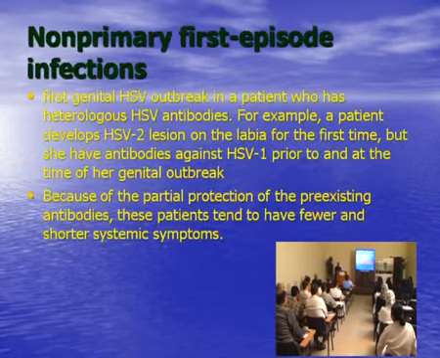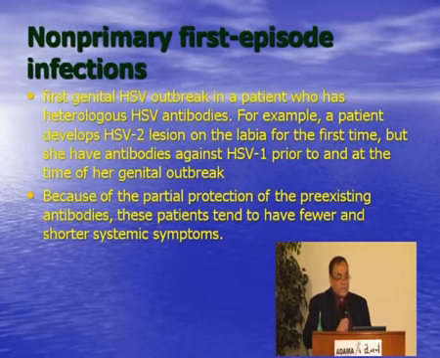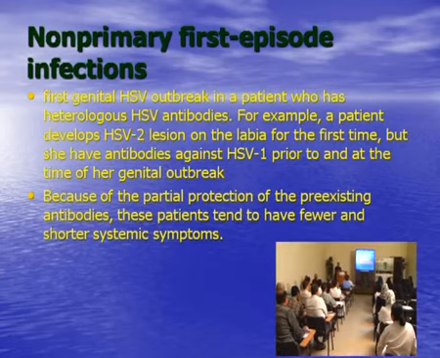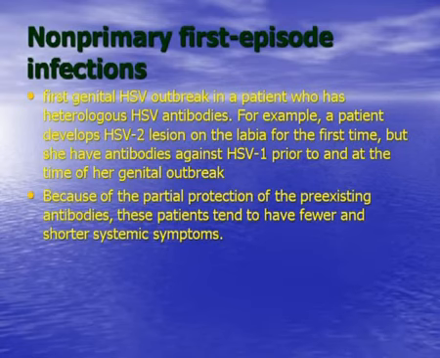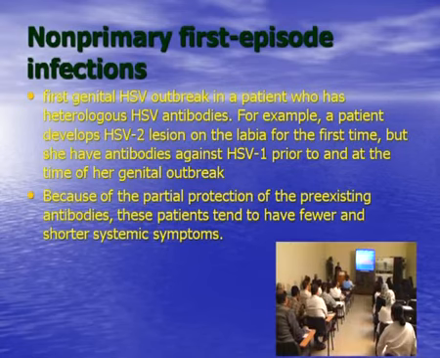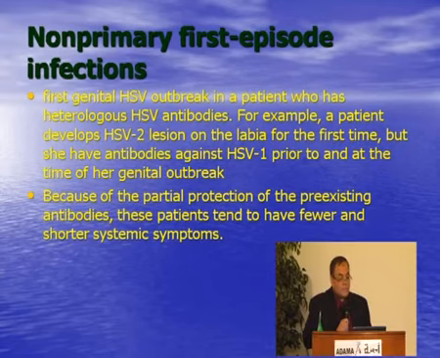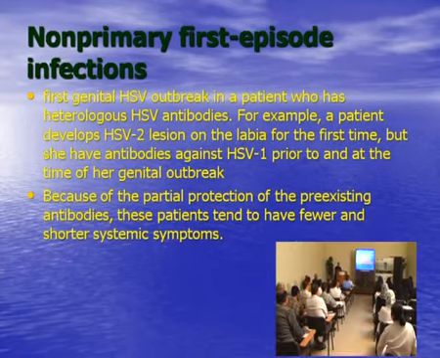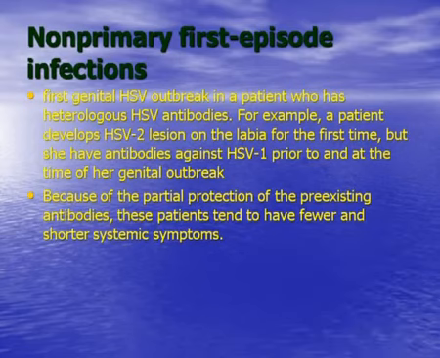Non-primary first episode. In these patients, the patient has already been exposed to one type of herpes simplex virus, but catches the other type at the time of examination. So, it is the first genital herpes simplex virus outbreak in patients who have heterologous herpes simplex virus antibody. For example, a patient developed herpes simplex virus type 2 lesions on the labia for the first time, but he or she had antibodies against herpes simplex virus type 1 prior to the time of genital outbreak.